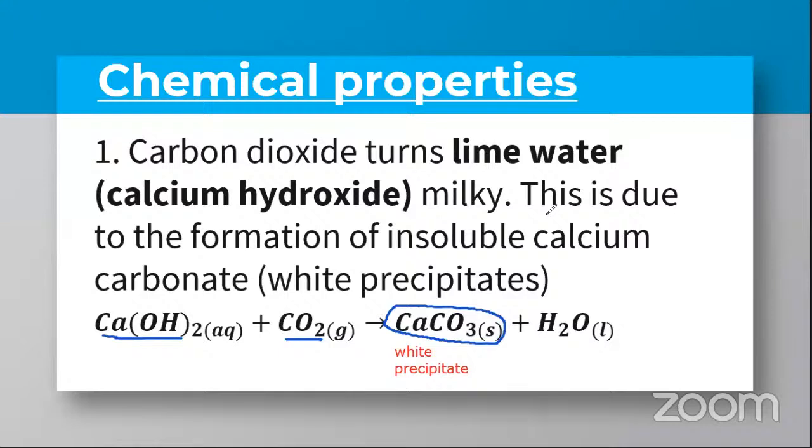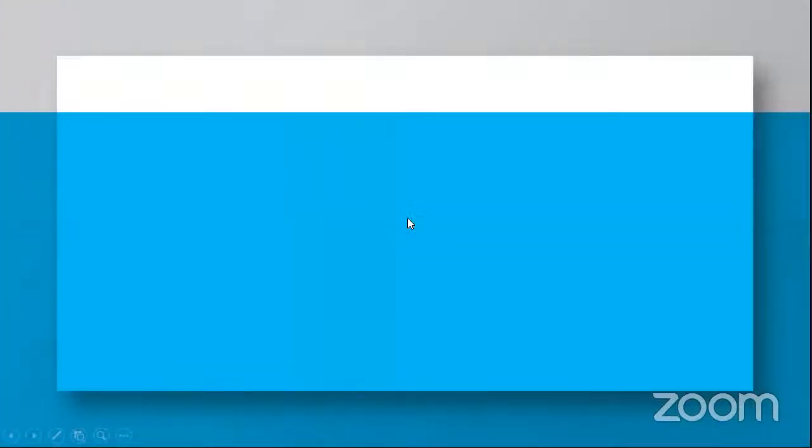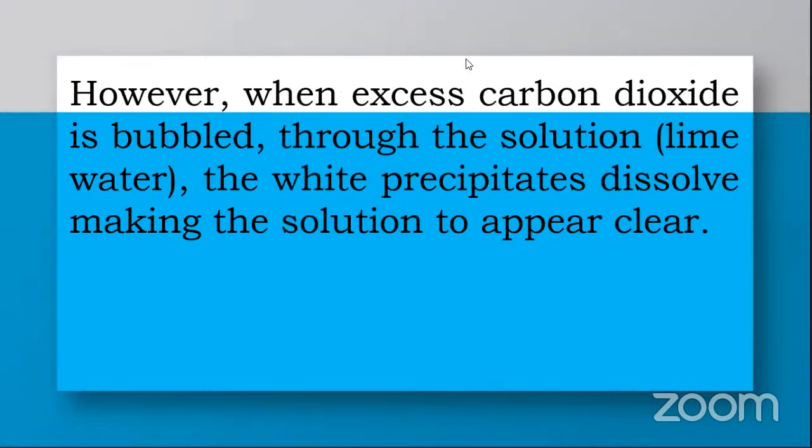So let's continue. I want us to be following this step. So here we are forming calcium carbonate. And in this case, we are having limited carbon dioxide, we are having less carbon dioxide. So let's see if we have excess. However, when excess carbon dioxide is bubbled through the solution of lime water, the white precipitate dissolves, making the solution appear clear. So what do we mean?